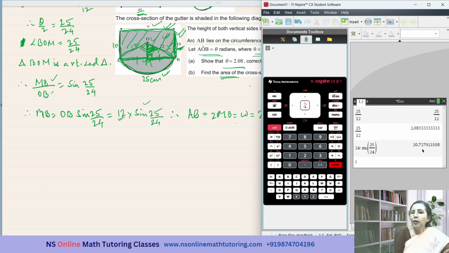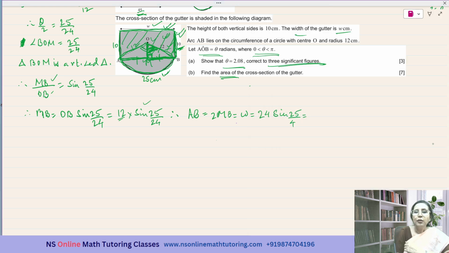It is 20.7179 and all. So I'm taking 20.718 because I'll be needing this in future calculation. So I'm not taking up to 3 significant figures. If you want, you can take up to 20.7, but I am taking it as the W's value as 20.718. Okay. So it is actually approximately equal to 20.718 centimeters. Okay.